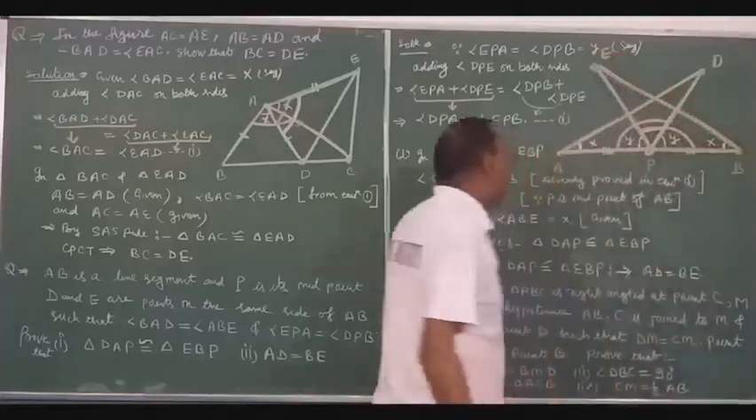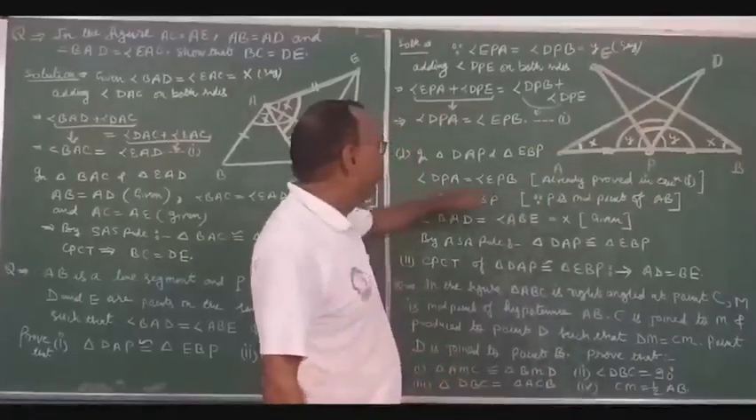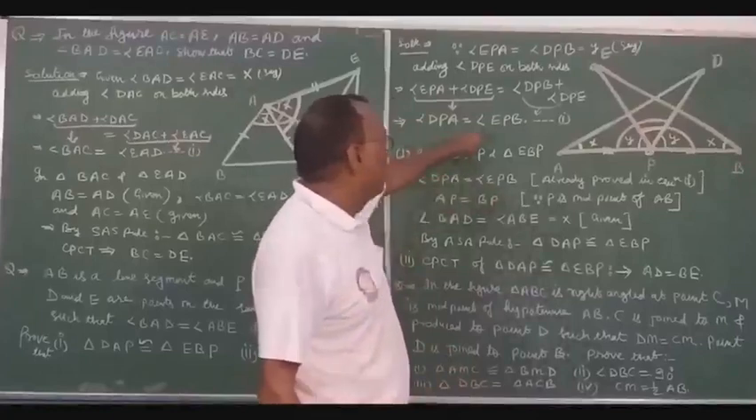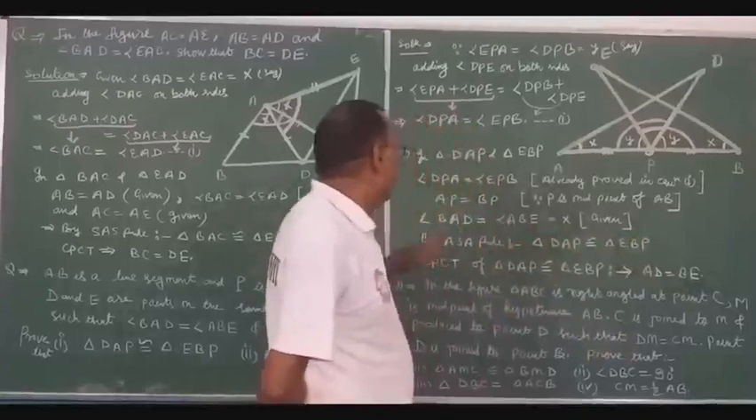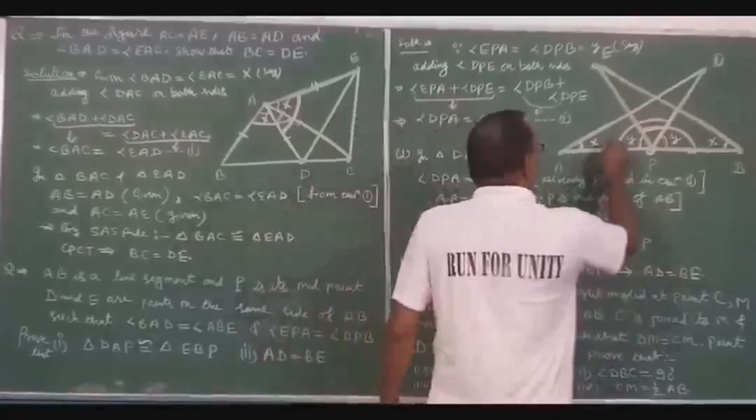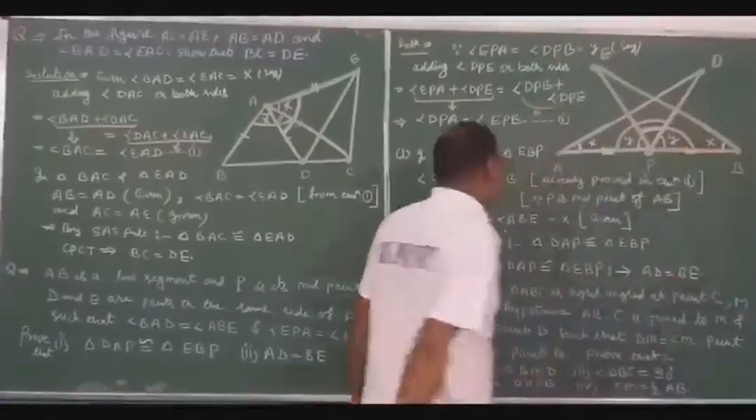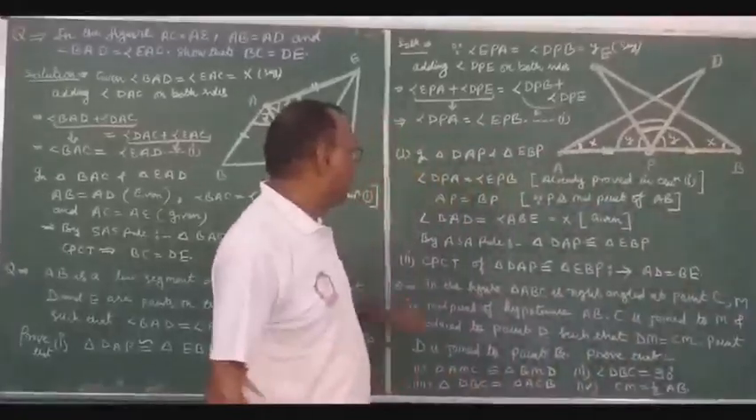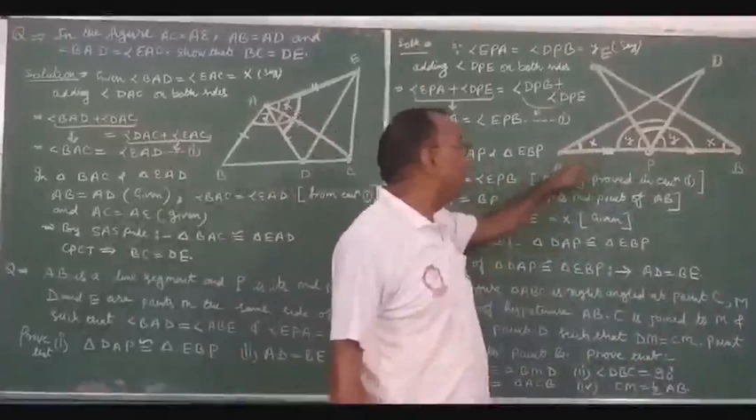Now just look here. What is the common part there? Angle DPA is equal to EPB. This is already proved in equation 1. Okay, AP is equal to BP is given in the question. AP is equal to this one, and this was also given. Angle BAD is equal to ABE. It was also given in the question.